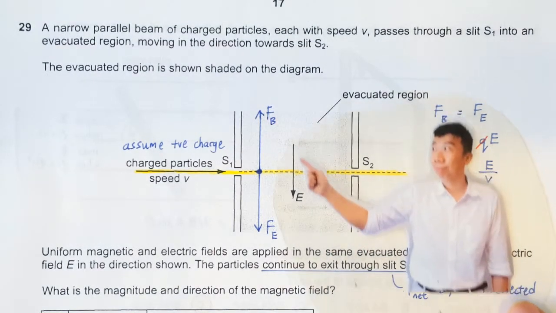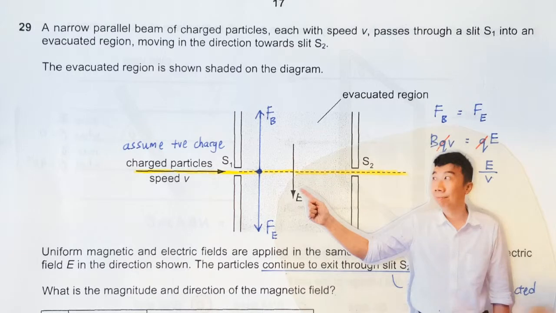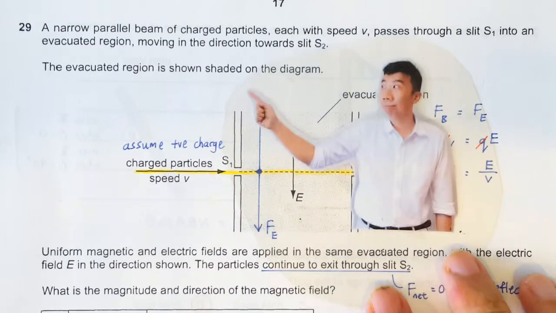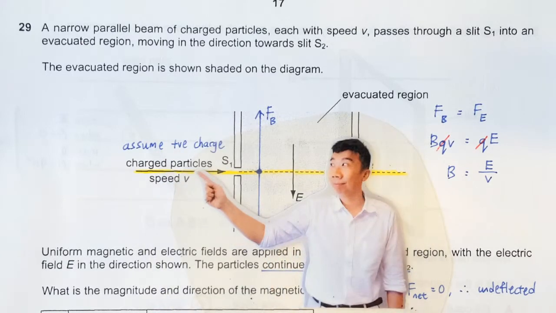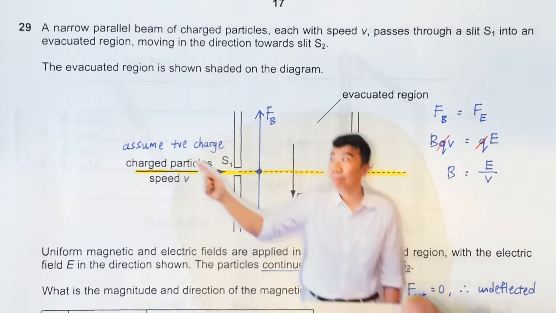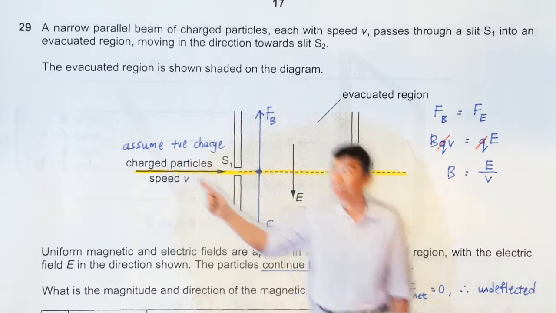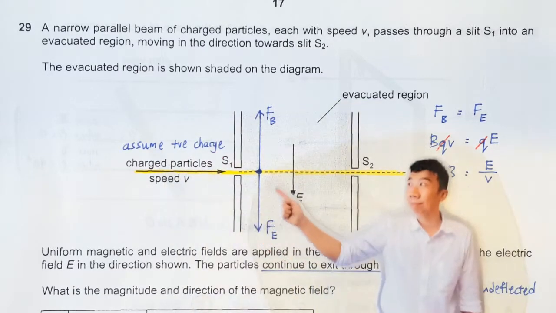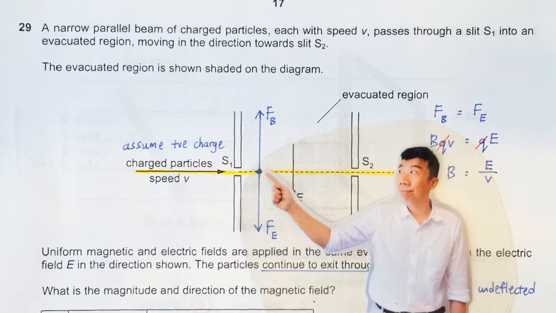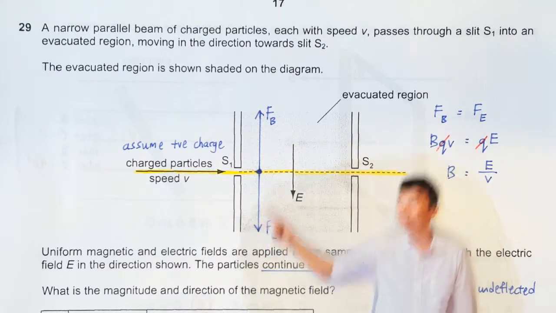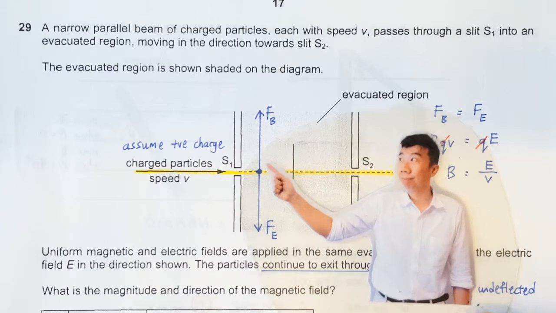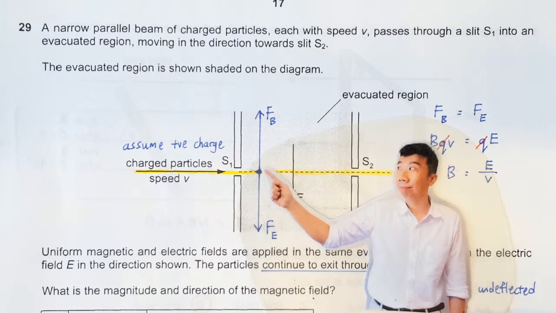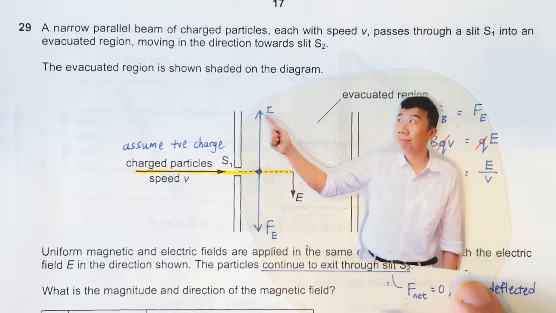Alright, we are also asked to find out the direction of the magnetic field, given that the electric field has been chosen to be in this direction. The question did not state the polarity of the charged particles. It doesn't matter, we can just assume that they are positive charges. So if they are positive charges, then the electric force exerted on the charged particles will be downward, in the same direction as the electric field. That means the magnetic force acting on the charged particles has got to be upward.